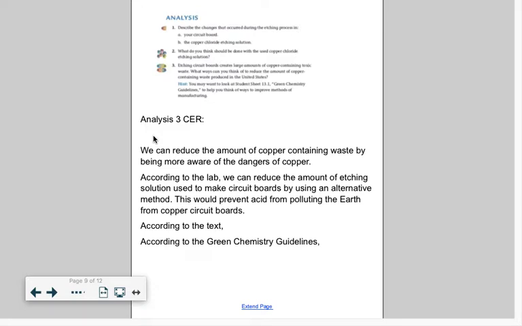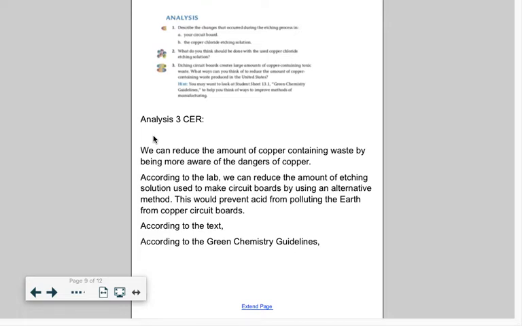I have one piece of evidence done. I'm going to refer to the lab. According to the lab, we can reduce the amount of etching solution used to make circuit boards by using an alternative method. Okay, that was my piece of evidence. This is my reasoning right here: this would prevent acid from polluting the earth from copper circuit boards. So there I have one piece of evidence and one reason.